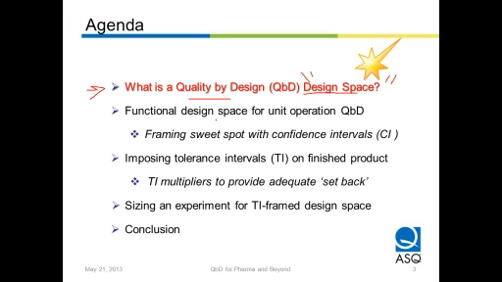From there I'll go on to talk about a couple of different levels of QbD, one that involves the use of confidence intervals, or CIs, mainly for functional operations, and then a more severe approach that imposes tolerance intervals, or TIs, on finished product to make sure that we provide an adequate setback within which we can be safe in terms of floating a bit with our manufacturing.